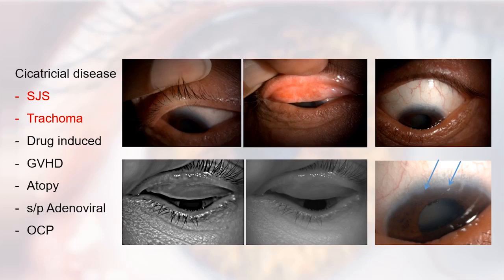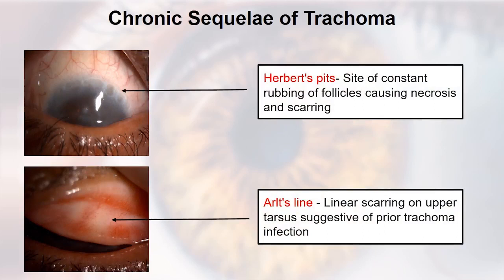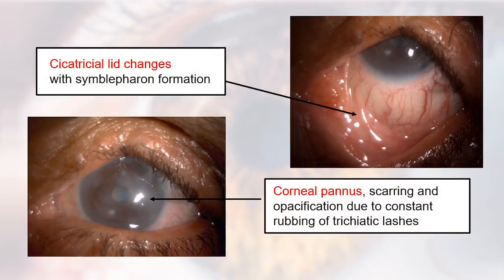You invert the lid, you see the Arlt's line. These are the Herbert's pits, and very classically on meibography, they usually tend to have a complete wipeout of the meibomian glands. So this is a slightly better picture of the Herbert's pits and the Arlt's line, and it's usually associated with cicatricial changes and corneal pannus. And the treatment is to address these sequelae of the disease.